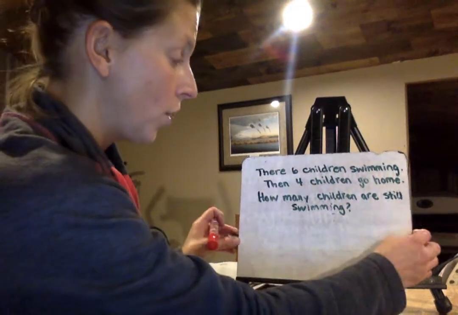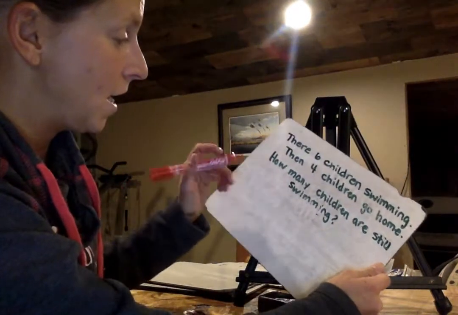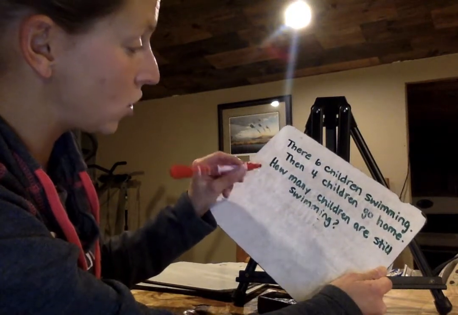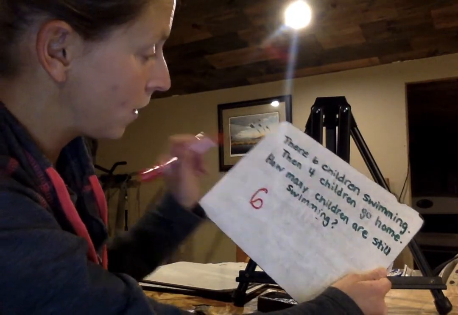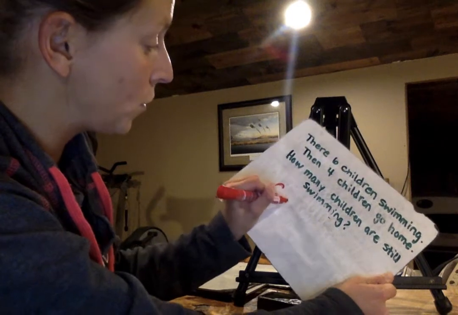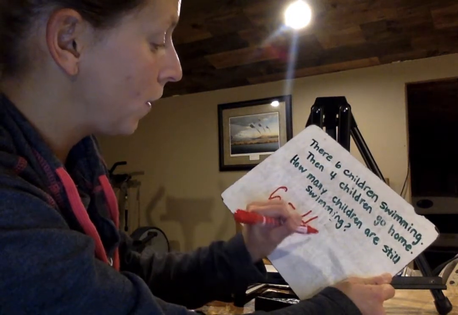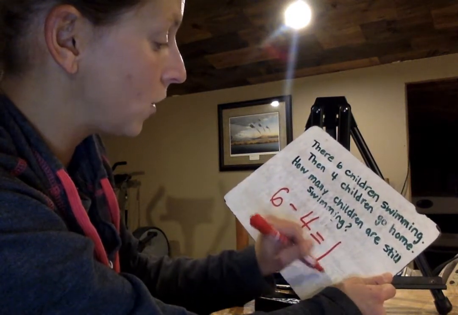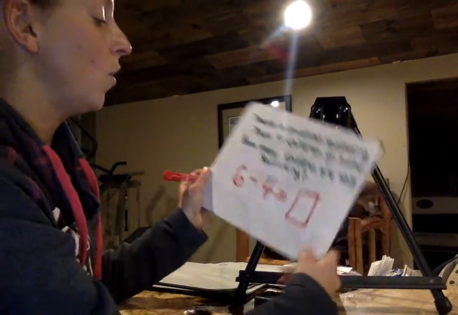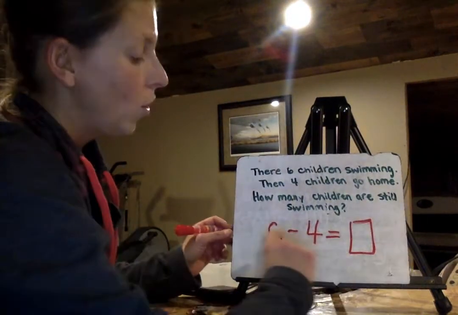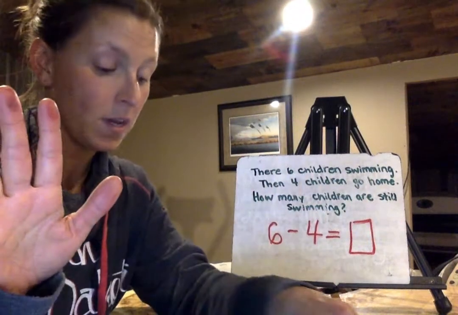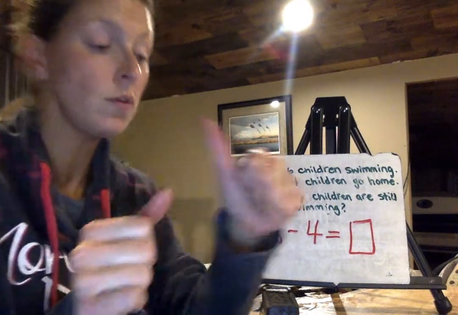Okay, so what I'm hearing is there are 6 children swimming. Then 4 children go home. Now how many children are swimming? Well, you could just go 6 take away 4 is 2. You could draw circle drawings.